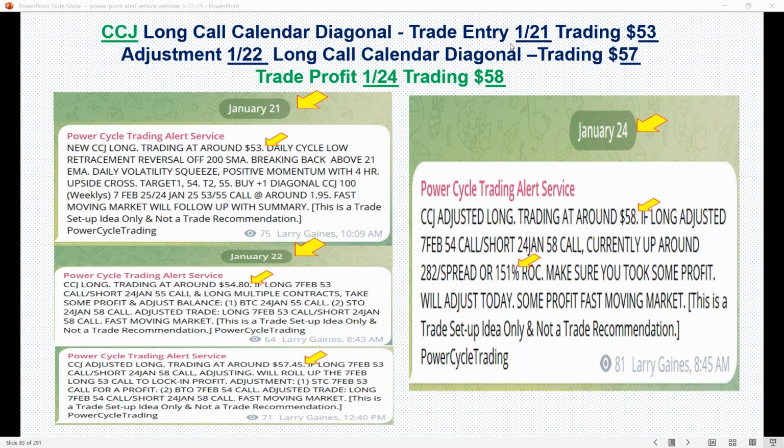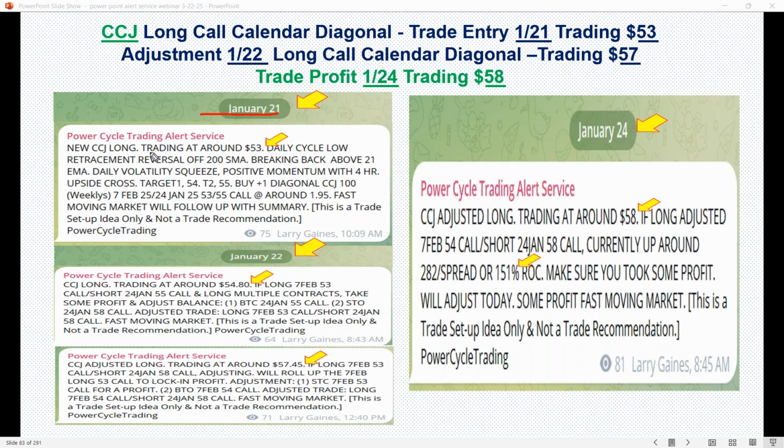We've been doing lately more butterflies and condors because the market's been so volatile. So when we get a lot of uncertainty and volatility, we reduce the trade costs and capital at risk by doing things like butterflies and condors. So the last one we did here was on CCJ. This one was back on the 21st.